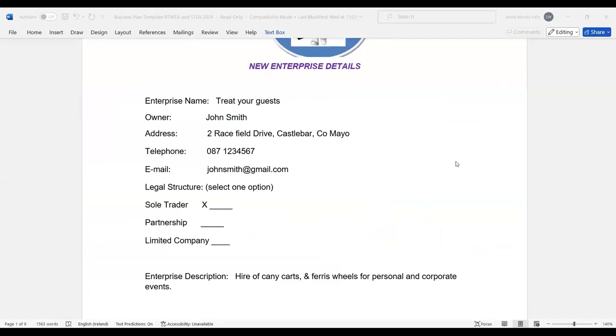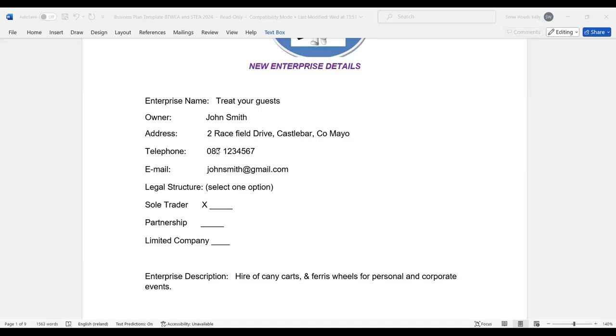The first section of the business plan will require you to fill out details about your new business or enterprise. So if you have decided to give the business a name and you have registered your business name with the CRO, the Companies Registration Office, include the business name here. In this example, the business name is Treat Your Guests and the owner of the business is John Smith. If you have decided not to register a business name, under enterprise name, just include your own name here, John Smith.